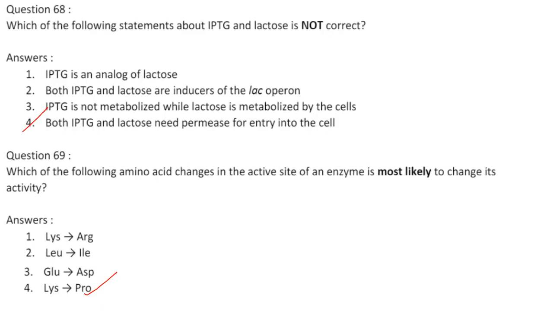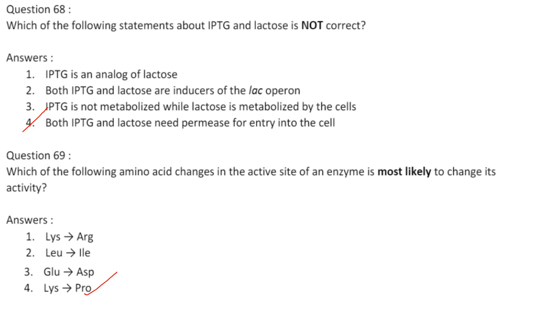Which of the following statement about IPTG and lactose is not correct? IPTG can enter the cell independently of lactose permease. Answer is both IPTG and lactose need permease for entry into cell. Answer is option 4.